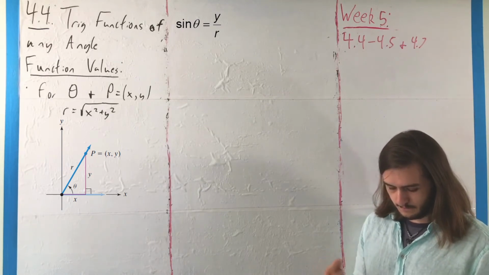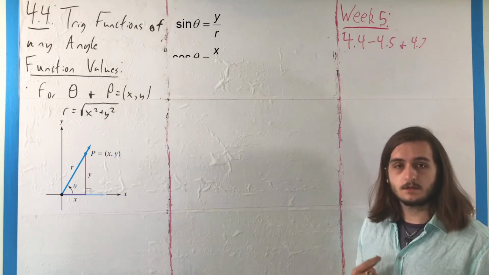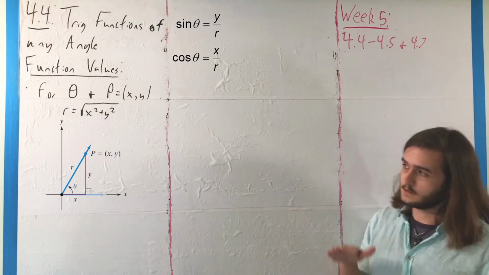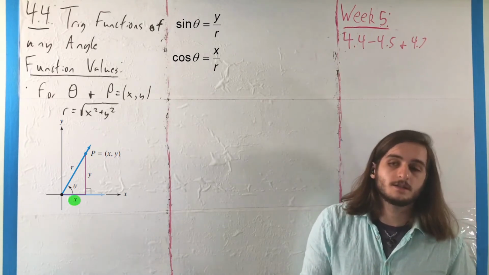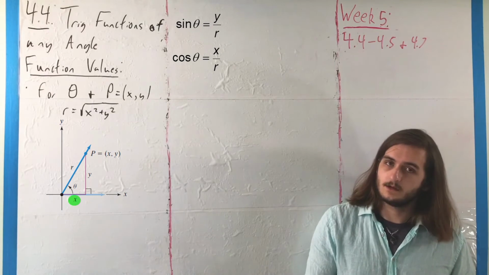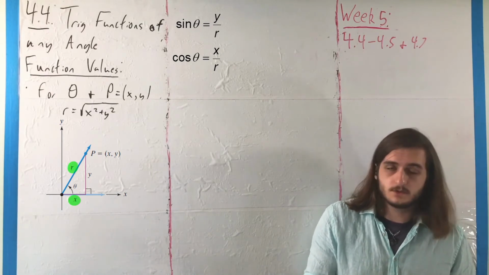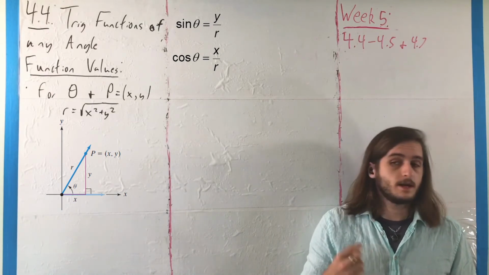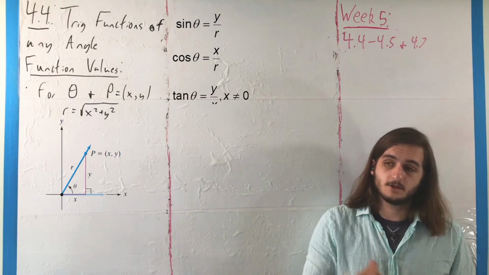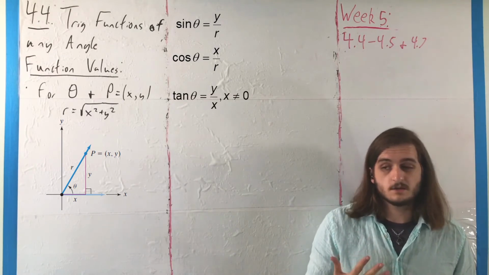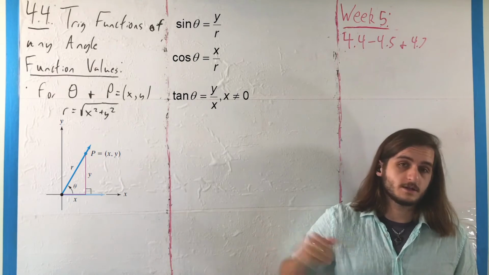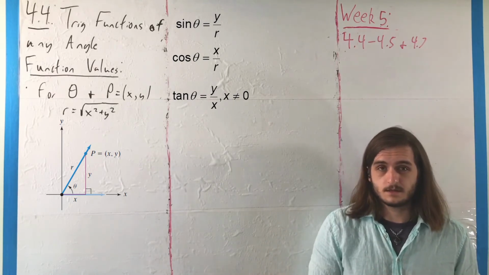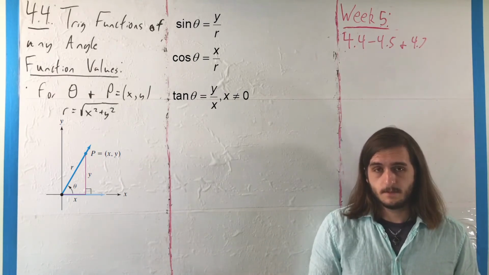Meanwhile, for cosine, we would have x over r, because x is the adjacent side in terms of that angle theta, and r is still the hypotenuse. And then finally for tangent, we have y over x, opposite over adjacent. Here is still something like vertical over horizontal, just like when we talked about these things in the earlier sections.